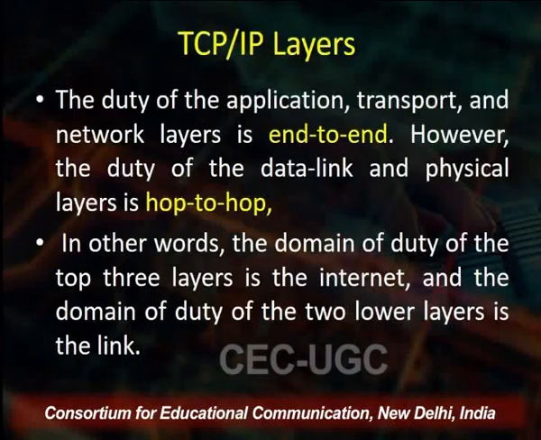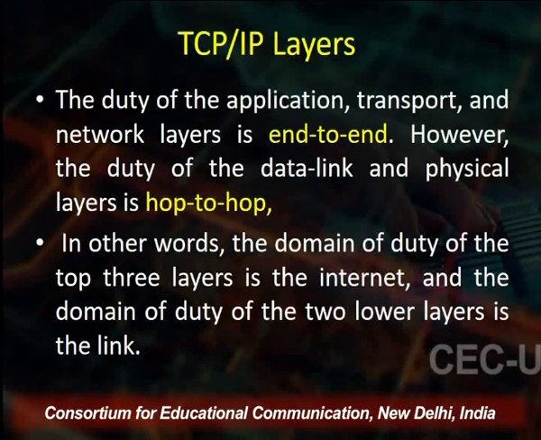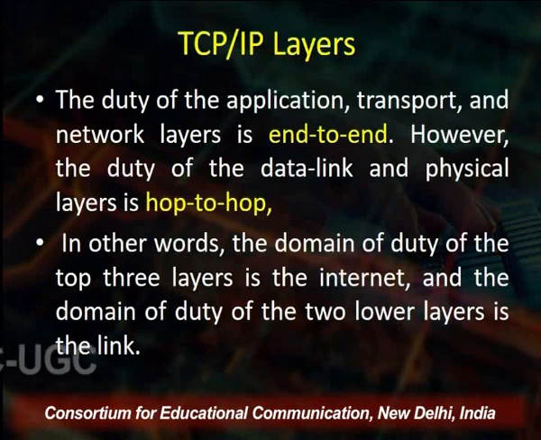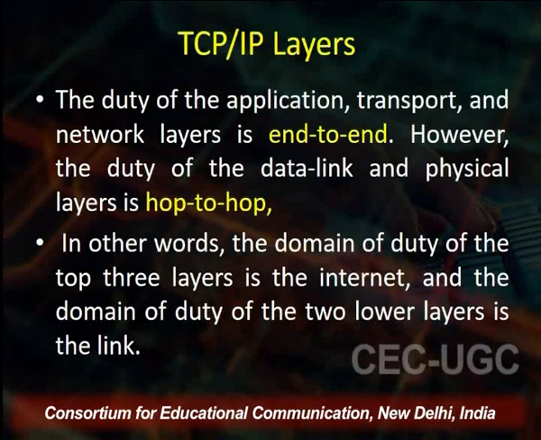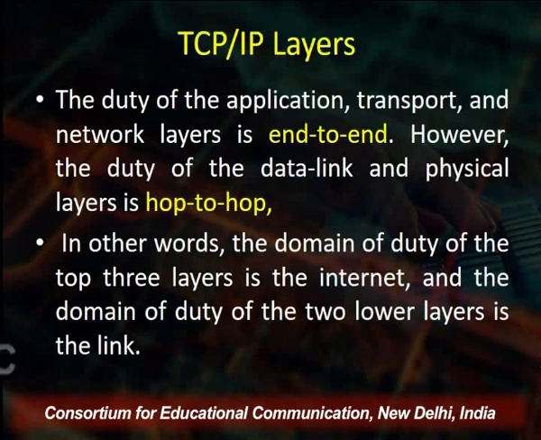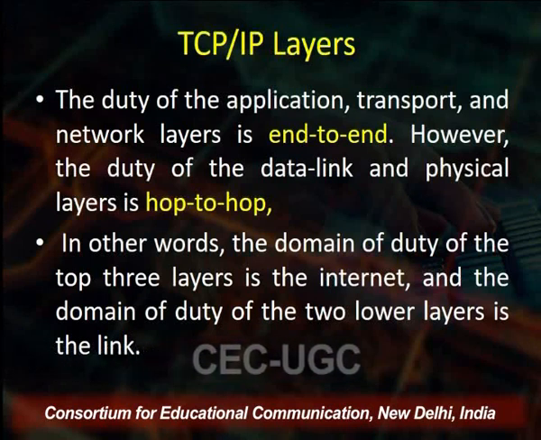So basically, if we look at the layers in the TCP/IP protocol suite, the top three layers, that is the application, transport, and network layers, have end-to-end delivery, whereas the lower two layers, the data link and the physical layers, look at hop-to-hop delivery. So the domain of the top three layers is the complete internet, whereas the duty of the physical and data link layers is constrained to the next link only.